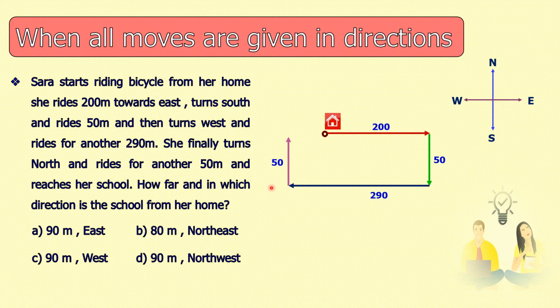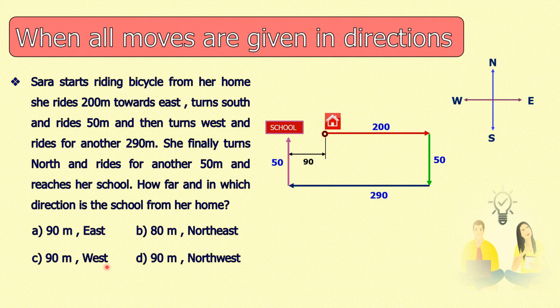She finally turns north and rides for another 50 meters. So this 50 meters will be same as this 50 meters. I mean, the length of this 50 meters and this 50 meters should be drawn equal. And then she reaches school. So we can see that school is towards our west. Just confirm from here, if house is here, school is to the west of house. So we have already got our answer because there is only one option with west.